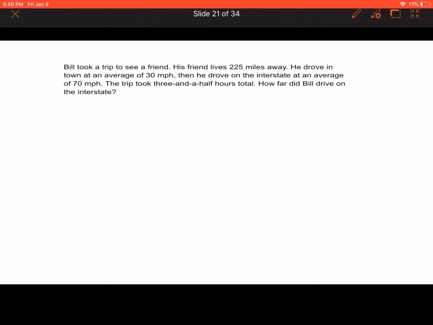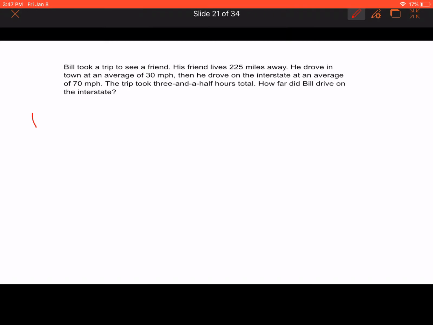Now we'll move on to the next problem. Bill took a trip to see a friend. His friend lives 225 miles away. He drove in town at an average of 30 miles per hour. Then he drove on the interstate at an average of 70 miles per hour. The trip took 3.5 hours total. How far did Bill drive on the interstate?